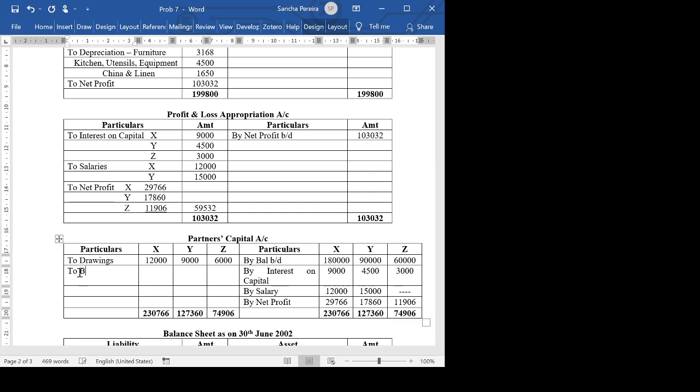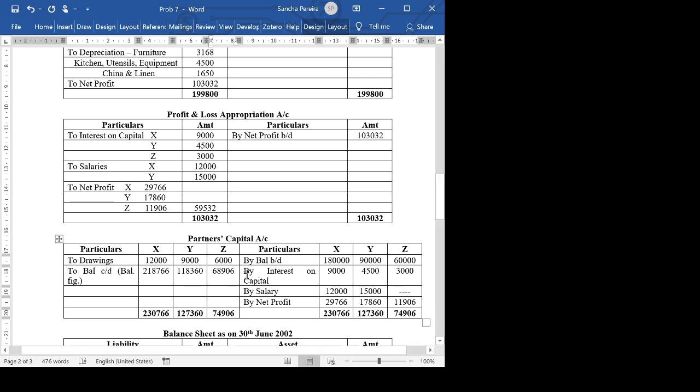So to balance carried down, this is the balancing figure. This is what we are going to transfer to the balance sheet. So 237,666 minus the 12,000 will give us 218,766. Then 127,360 will give us 118,360, and 74,906 will give us 68,906.